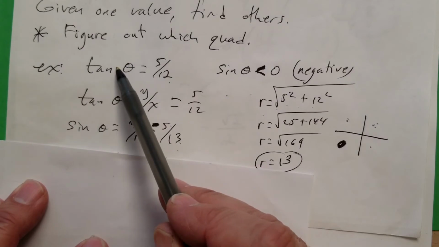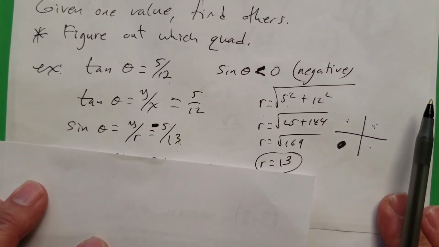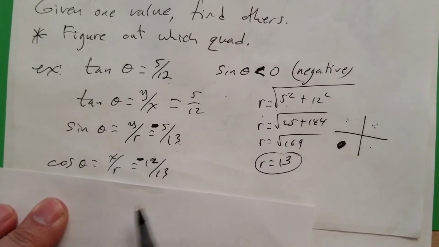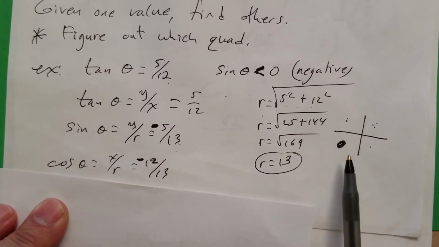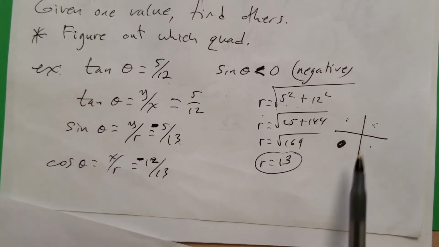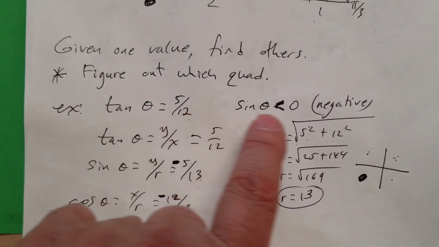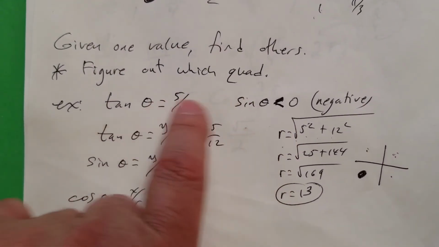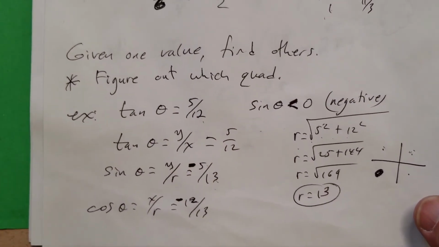So I got tangent, I got sine. Now I can get cosine. Cosine is x over r. And I already know r. So it's 12 over 13. But it's negative 12 over 13 because we're in this quadrant, and only tangent is positive here. Okay? So here, we give you the value of one of them, some information. We give you information, and you should be able to find all the other two. Okay? All right.